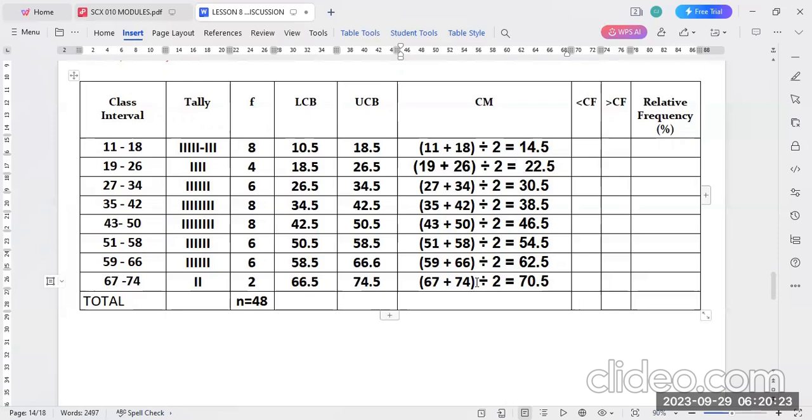O baka i-enter nyo ng buo 67 plus 74 divided by 2, iba yung lalabas sa sagot dyan. Kasi, lagyan nyo ng parenthesis muna. Or much better, you add first the lower class limit and the upper limit, 67 plus 74, saka nyo i-divide by 2. Kasi pag dinerecho nyo sa calculator, 67 plus 74 divided by 2, okay, syempre magpipemdas yun. Magdi-divide muna, saka siya mag-a-add. So, you add first the lower limit and the class limit, saka nyo i-divide by 2. And that is the class mark.